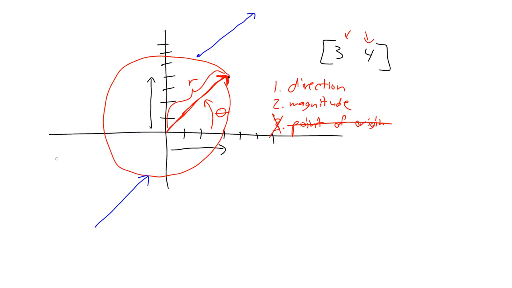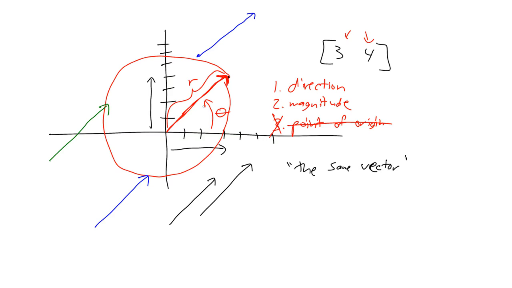And it's the same vector as this green one. And it's the same vector as this black one. And it's the same vector as this other black one. Those are all the same vector. Because you see, a vector does not have an anchor point. The vector simply has a direction and a magnitude.